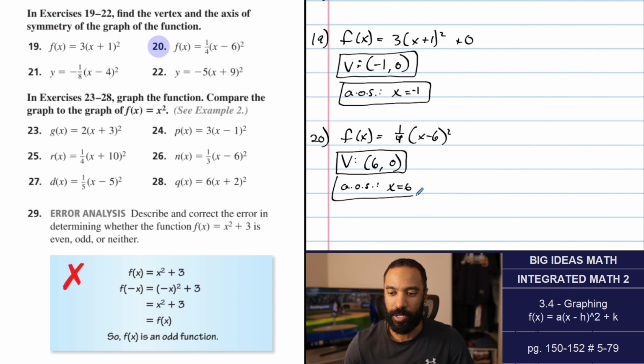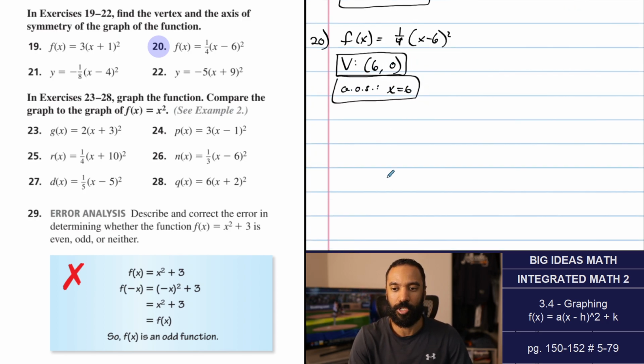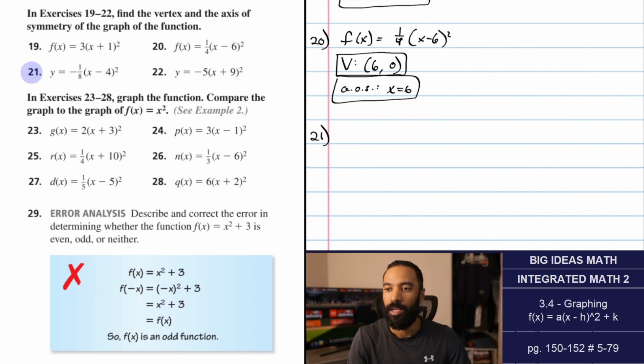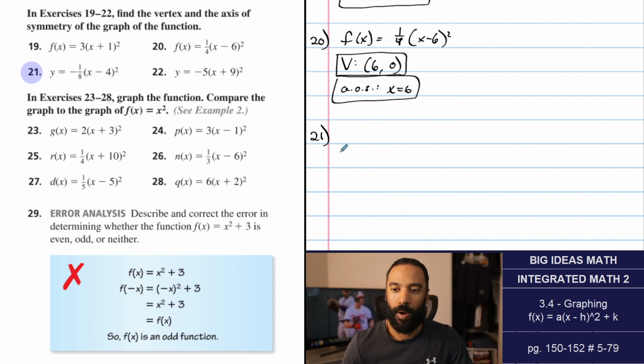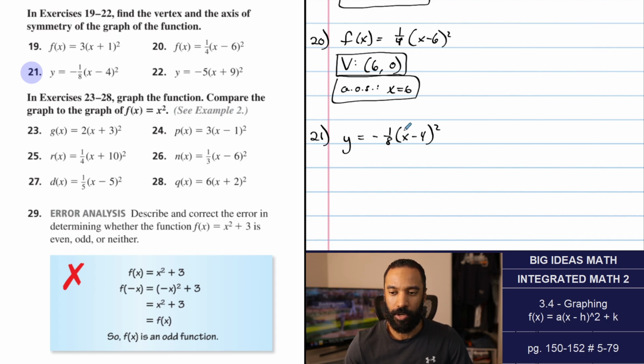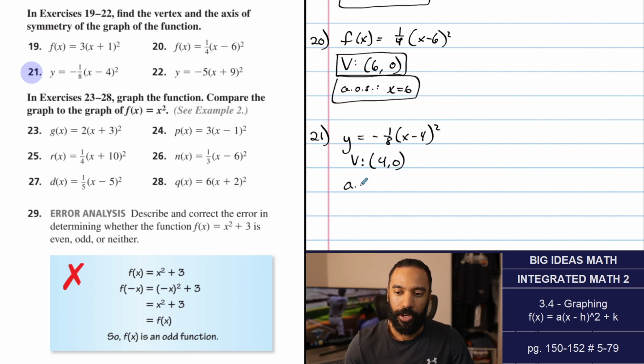Kind of some of the easier questions that you have here because the axis of symmetry is always the same as the x value for the vertex, and the y value of the vertex is always 0, and the a has nothing to do with it. Number 21, y equals -1/8 times x minus 4 quantity squared. Your vertex is at 4, 0, right? I plug 4 in for x, I get 0 out for y. That's the old end goal. So 4, 0. Your axis of symmetry is at x equals 4.